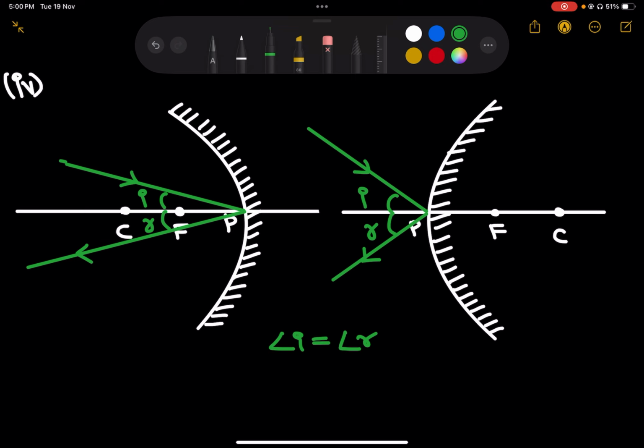Now, we move on to the image formation by the spherical mirrors. So using these rules only we will make the ray diagrams, and understand how different images are formed based on the position of the object. Okay.